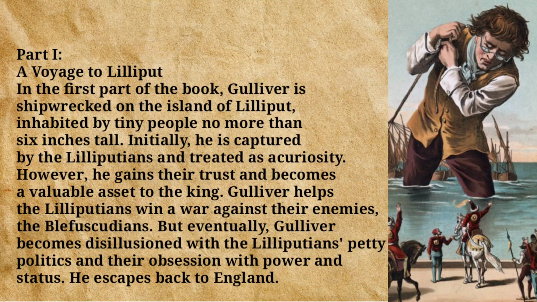Part 1, A Voyage to Lilliput. In the first part of the book, Gulliver is shipwrecked on the island of Lilliput, inhabited by tiny people no more than 6 inches tall. Initially, he is captured by the Lilliputians and treated as a curiosity. However, he gains their trust and becomes a valuable asset to the king.